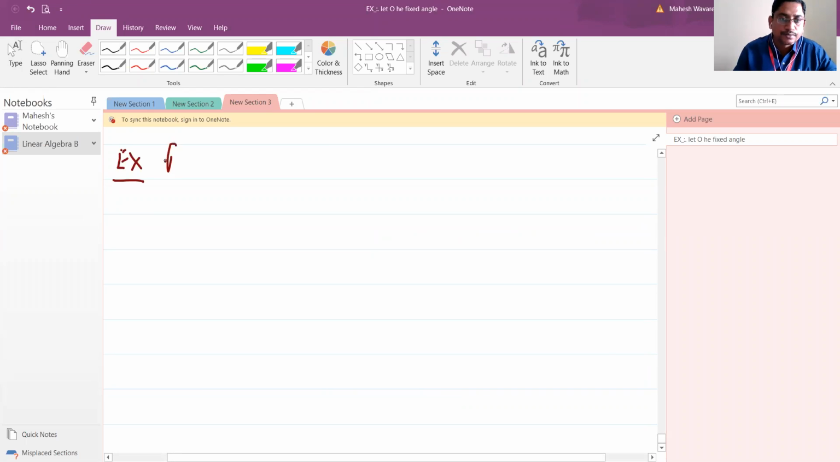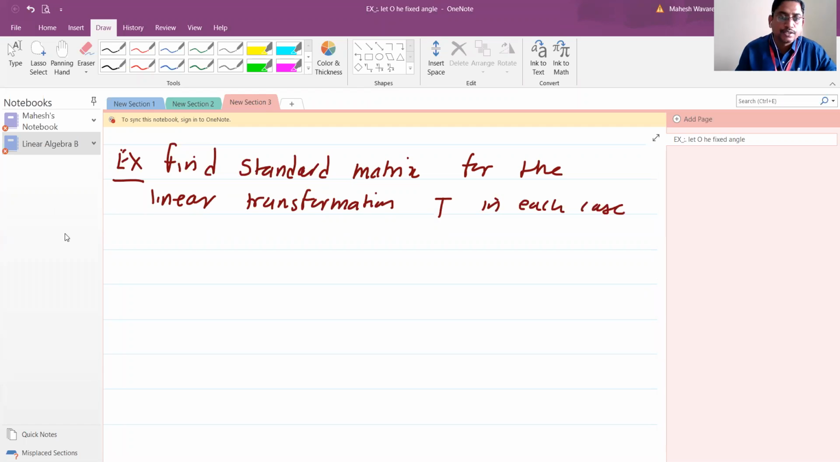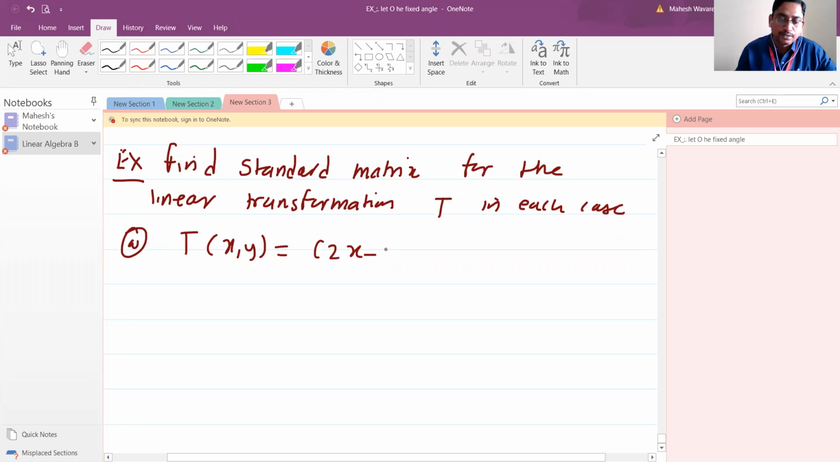Find the standard matrix for the linear transformation T in each case. So first, T of (x, y) is (2x minus y, x plus y). Okay, I'll write one by one.